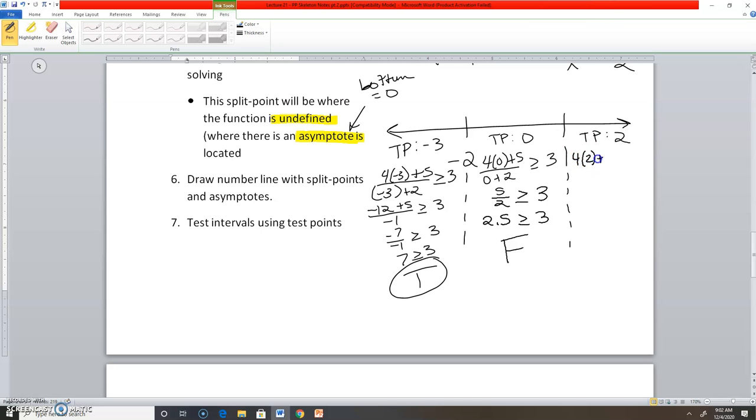4 times 2 plus 5 greater than or equal to 3.